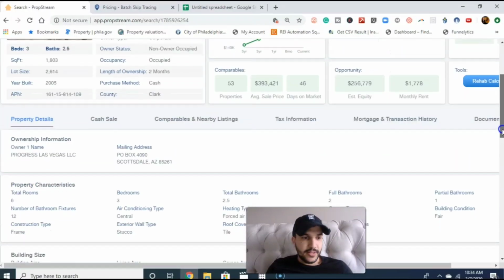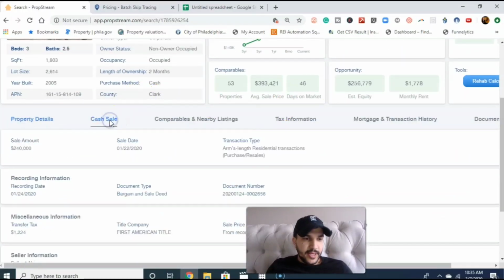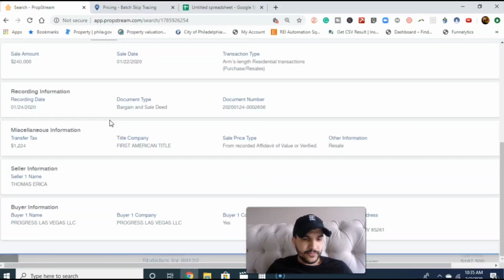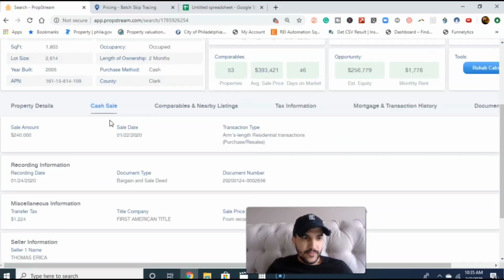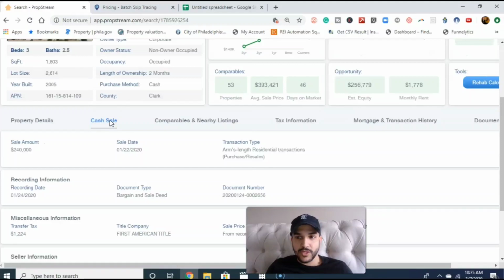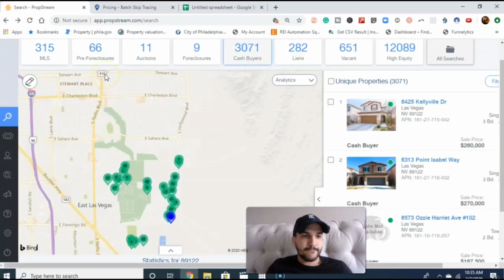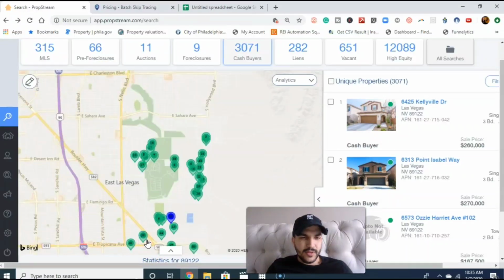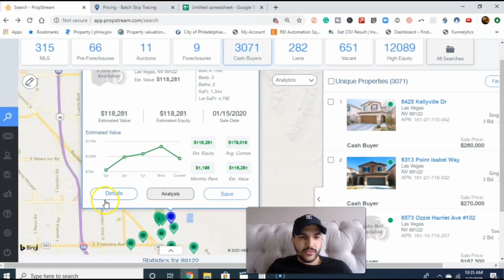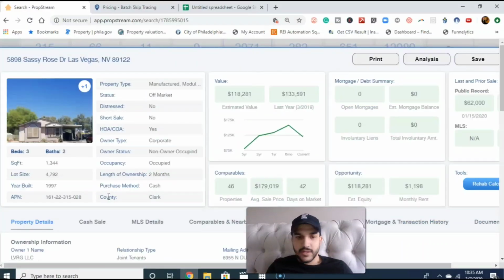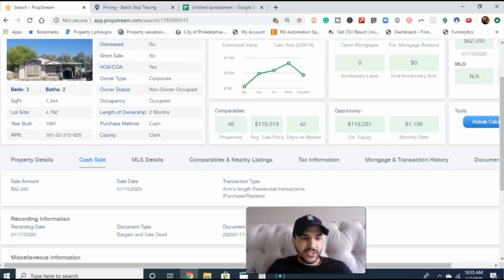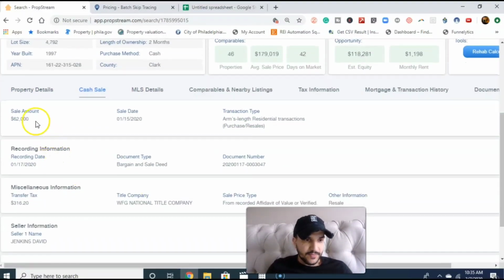So let's go into details. Cash sale. Sale amount was $240. So he paid $240 for this. Looks like he paid $240 for this house. Let's go to another example here. All right, let's go this one. So he just purchased this one. This one was purchased not too long ago. Sale amount was 60. So he paid 62,000 cash. There it is, right there.